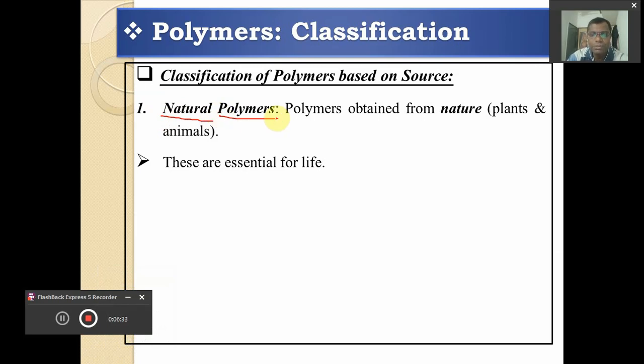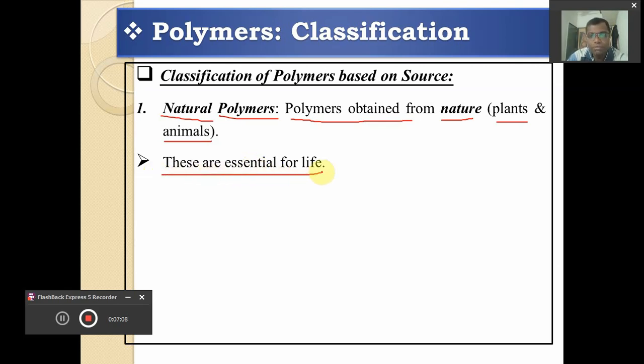So here the word itself indicates that the polymers which are obtained from nature, in the sense these are obtained from either plants or animals, are called natural polymers. Whenever any polymer is obtained from plants or animals, because these are the natural sources of the polymer, these polymers will be called natural polymers. So simply nature is the source of these polymers.